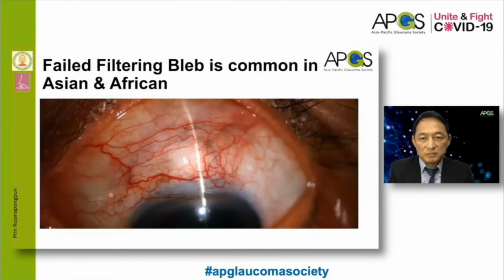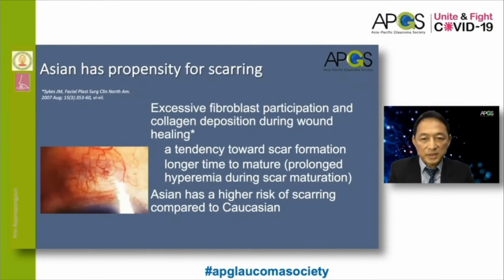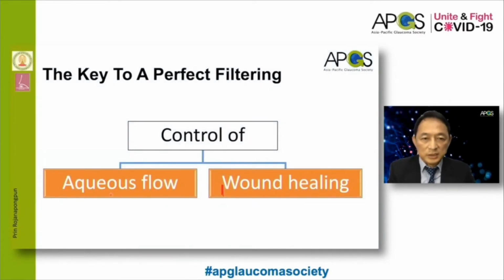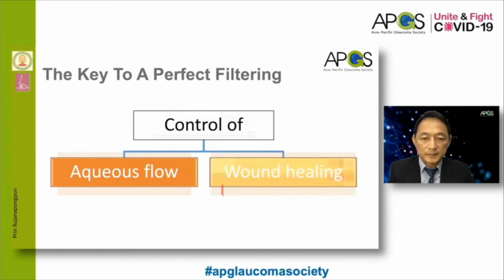So failed filtering bleb is common in Asians and Africans, where Asians have a propensity for scarring. There are excessive fibroblast reactions and also collagen deposition. Wound healing has been known by our plastic surgeons, and the same is applied to filtering surgery in glaucoma. The key to a perfect filtering surgery, when we analyze that, is if we're able to control the aqueous flow and also the wound healing.